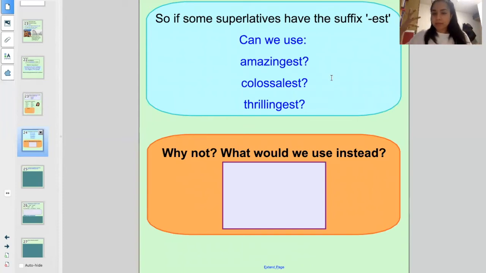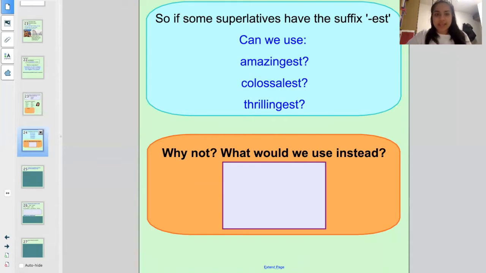So what about amazingest or colossalest or thrillingest? Do those make sense? Why? Why not? And what would we use instead? So pause the screen, have a think. Amazingest, colossalest, and thrillingest. What would we use instead of adding the suffix est in these superlative forms?